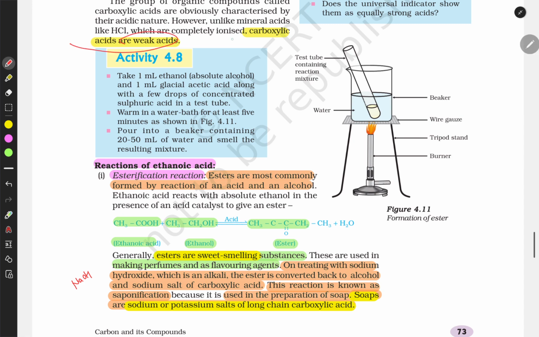And carboxylic acids are weak acids. Weak acid means their pH is not very low, maybe around 4, 5, 6, 7.